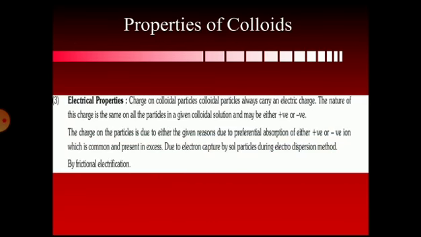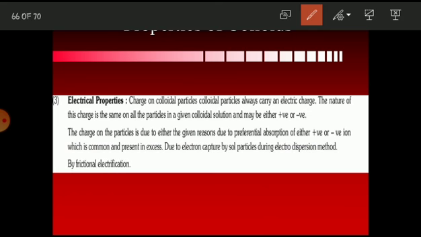Next, properties of colloids, the third property: electrical properties. The colloidal solution may have positively charged particles or negatively charged particles. But how do we confirm whether it has a positive charge or a negative charge? That is a big question for us. But we can find that out by using the electrophoresis method.